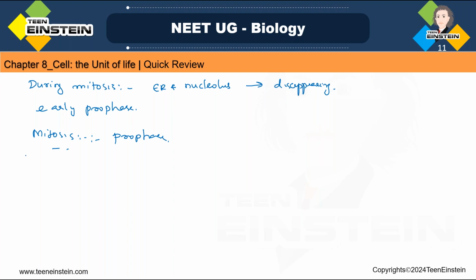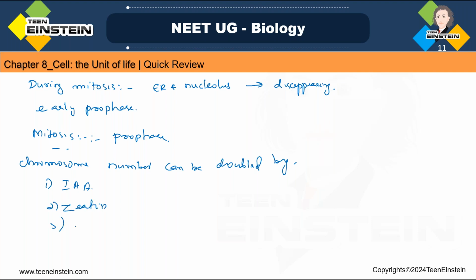Here, chromosome number can be doubled by using which of the following? Four options they have given: indole acetic acid, zeatin, third one GA, fourth one colchicine. Which is the right answer here?